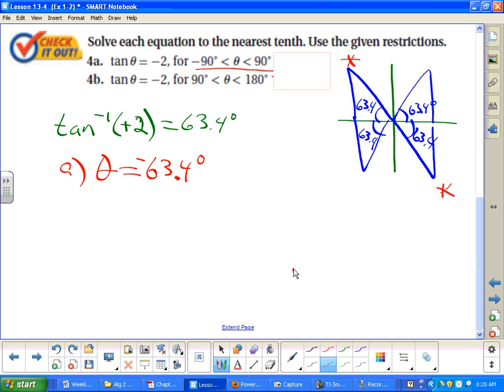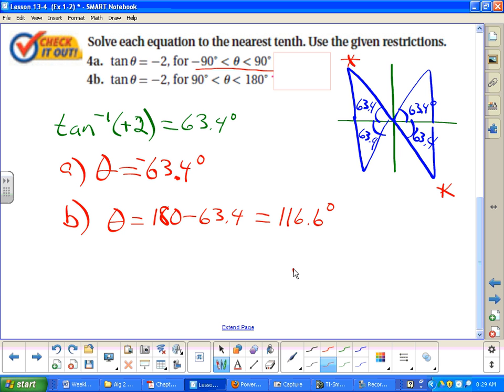So then for B, it says between 90 and 180, so it's in the second quadrant. So in the second quadrant, to get the angle, I have to subtract it from 180 degrees. So some people try to work with the 90, and that's the nice thing about the reference angles, is we know everything works off the horizontal. So you have to work from the horizontal to find those things.